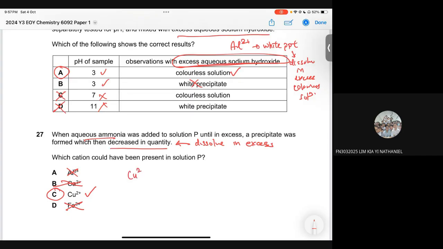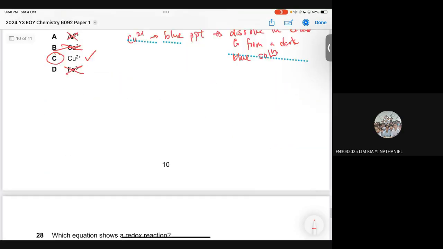Because Cu2+ will actually form a blue precipitate, which will dissolve in excess to form a dark blue solution. Okay, so that's for question 27. So these are my QA questions again.